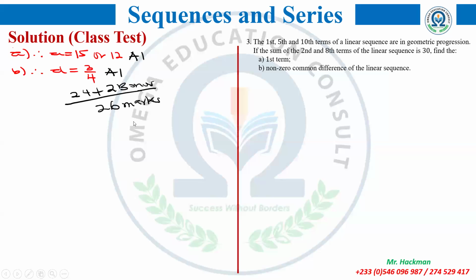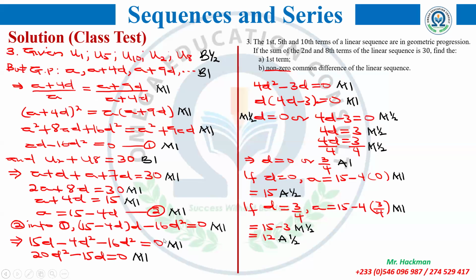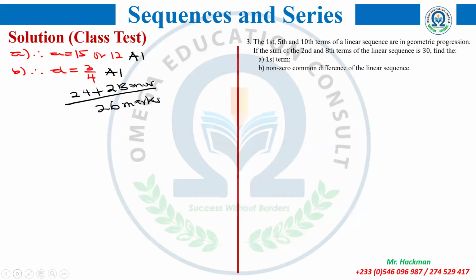So you are going to draw a conclusion. For A, we have to find the first term. You had two values: A will be equal to 15 or 12. For B, we also had two values. By the nature of the question, we said non-zero, so you conclude with only the non-zero. Is that clear? You can't conclude with D equal to 0, because we said the non-zero common difference. So you pick that one as your answer. Point well made.